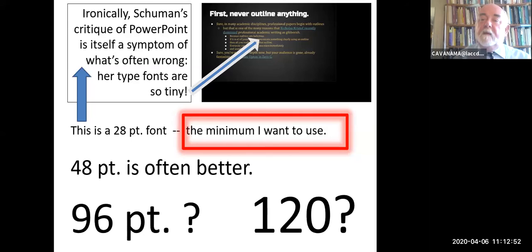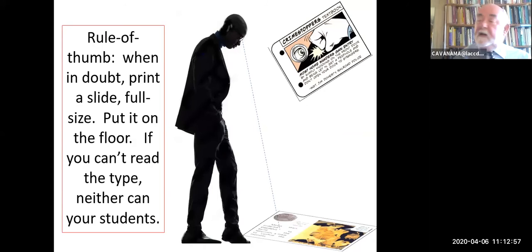But here I find it's a good rule of thumb. If I'm in doubt about whether a slide can be seen, I print it. I put it on the deck, I stand up, I look at it. If I can read it standing up, then my students can read it.